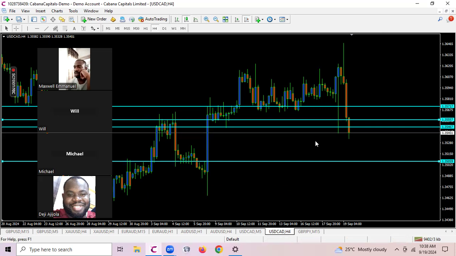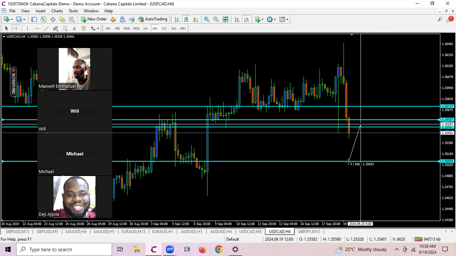Let's assume after the close of this 4-hour candle, the next candle closes bullish and we decide to buy. Then our stop loss should be a few pips below this level. I always advise setting it a few pips below, at least 10 pips, because price can come for this level. And if price goes bullish, there's a high probability they will come for the liquidity residing at this high.